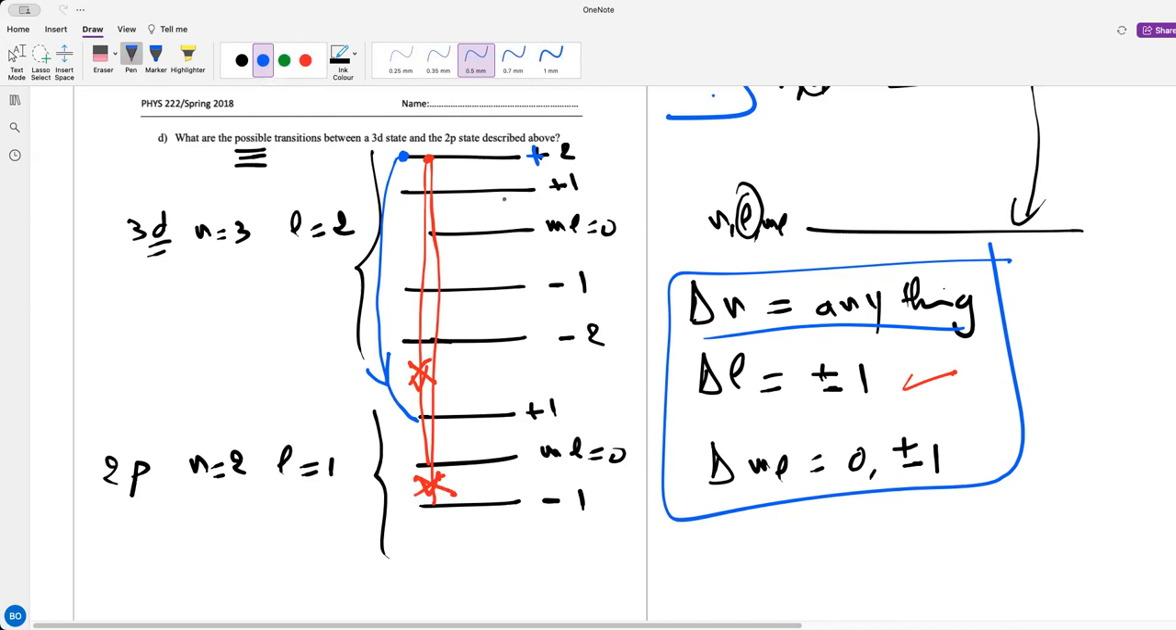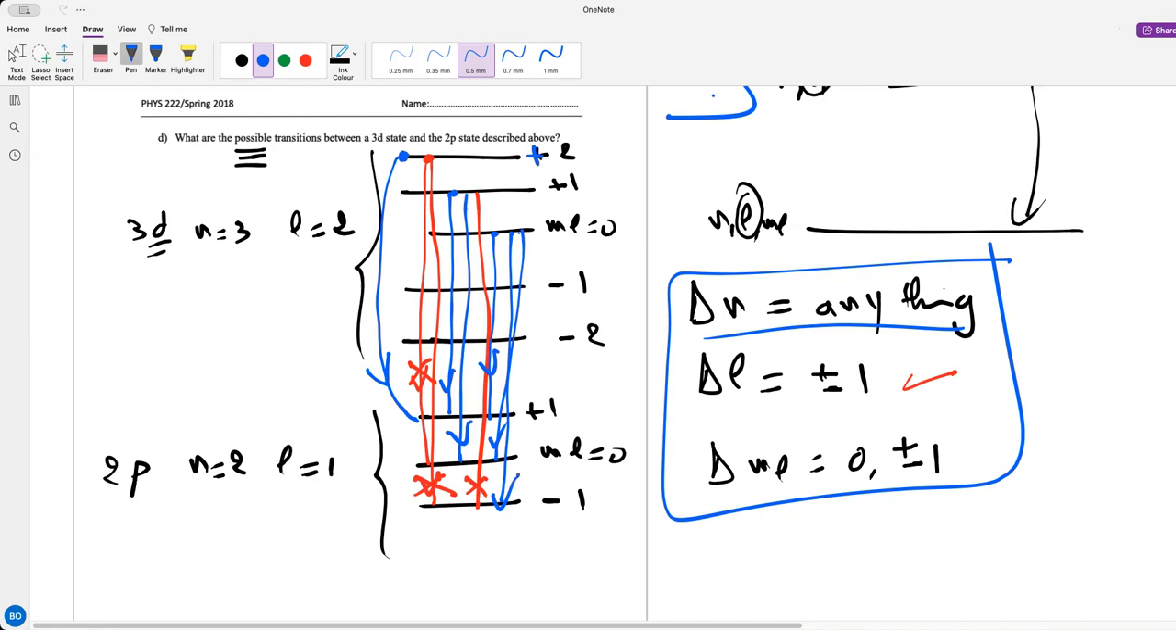Now let's go to the second one. From plus 1 to plus 1, 1 minus 1 is 0. So this is allowed. From plus 1 to 0, this is allowed. From plus 1 to minus 1, it's plus 1 minus minus 1, it's plus 2. So this transition is not allowed. And again, from ML equals 0 to 1, 0 minus 1 is minus 1. It's good. From ML 0 to ML 0, it's 0. It's good. From 0 to minus 1, 0 minus minus 1 is plus 1, is good. And so on.